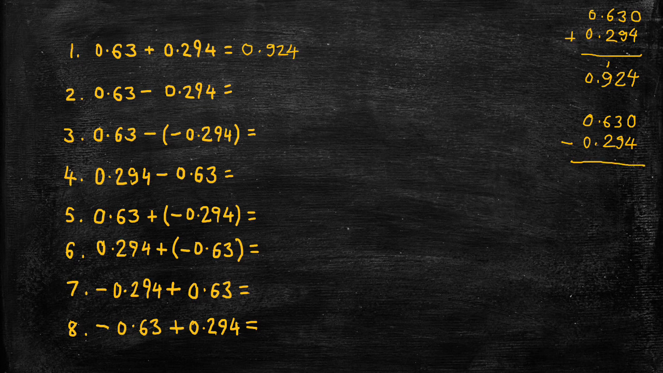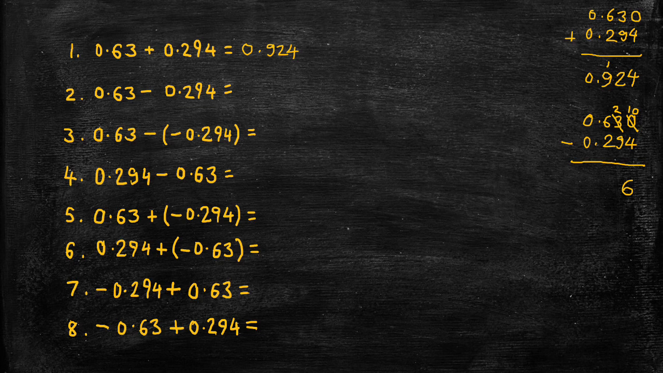Now, starting in the rightmost column again, 0 minus 4, I can't do that because I can't subtract 4 from nothing. So I'm going to need to do some regrouping. So I'll move to the hundredths column, and I'll take the 3 hundredths that are there and regroup them into 2 hundredths and 10 thousandths. And now I can subtract 4 from 10 to get 6.